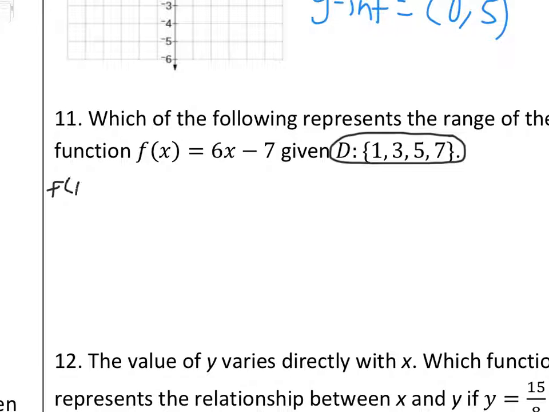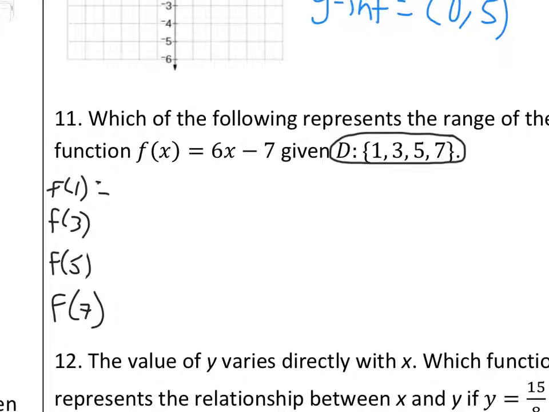Okay, so off to the right or left side here, you can go ahead and just put, we're trying to find f of 1. We're trying to find f of 3, f of 5, and then f of 7. Okay, so you're going to find 4 different values from the domain to find the range.